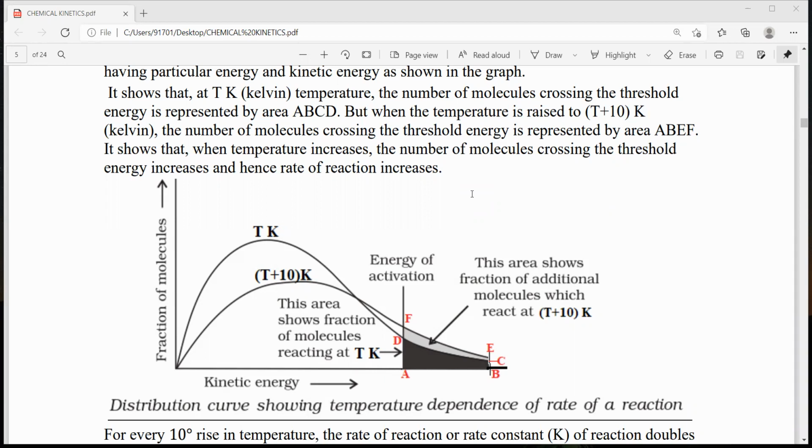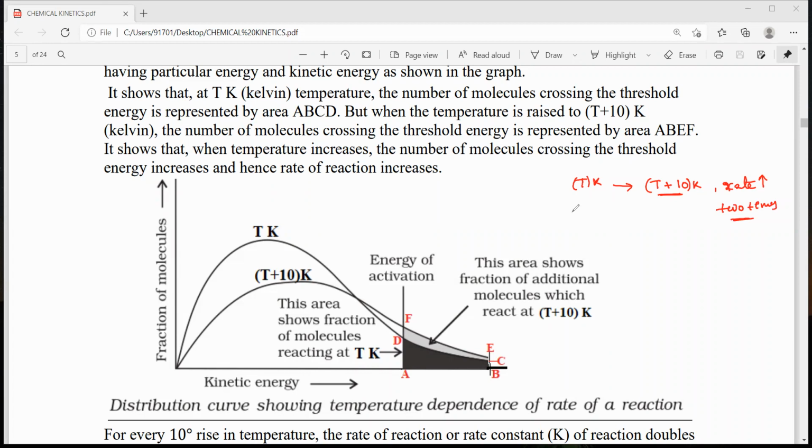Then one important point, dear students: for every rise of 10 degrees centigrade in temperature, the rate increases. For example, if the initial temperature is T Kelvin, then T plus 10 Kelvin is the raised temperature. If the temperature is increased from T to T plus 10 Kelvin, then the rate doubles. So the rate of reaction is increased by 2 times or 3 times. Okay, then it's very clear.